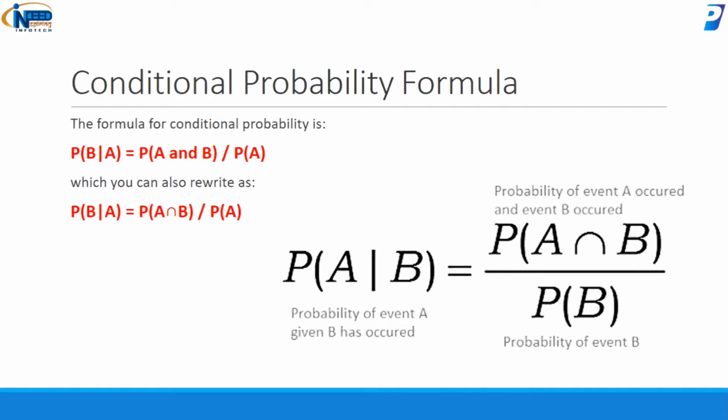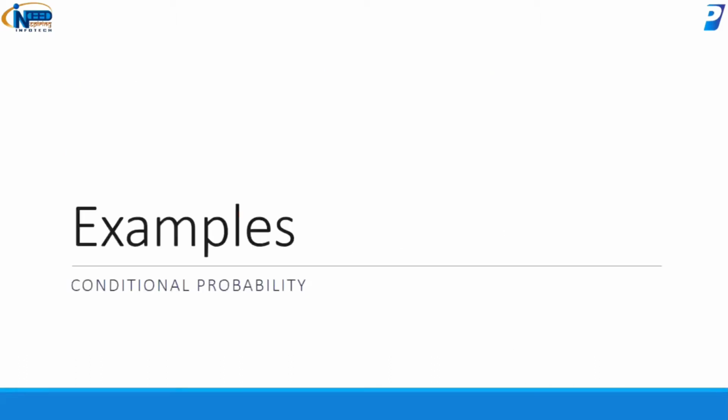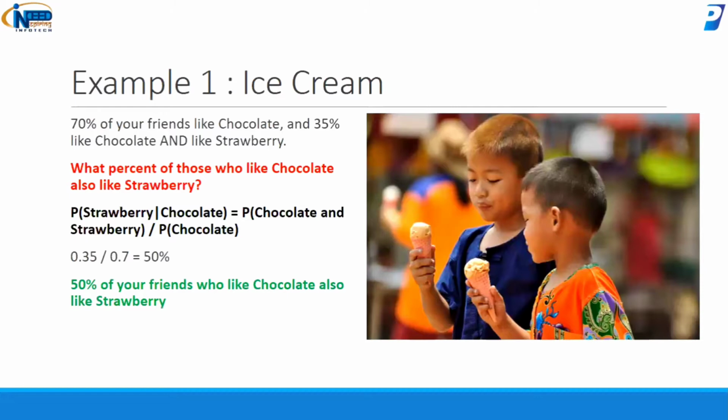In the last video, we had discussed the conditional probability formula, and you can see here that the probability of A given B has already occurred is equal to the probability of A intersection B divided by the probability of B. Let us understand this concept with the help of some examples. The first example we have is about ice cream. I hope you also like ice cream.